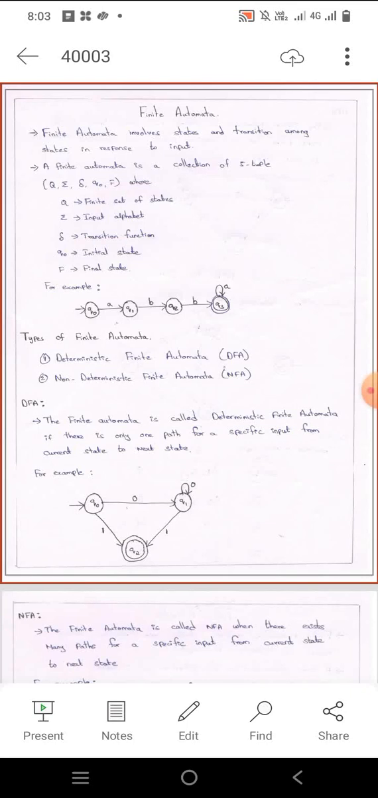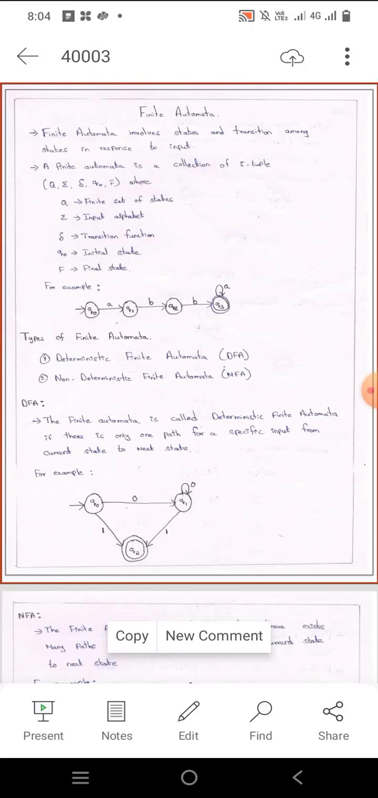Q naught is an initial state. Here the initial state is a starting state. So in the given transition diagram, the starting state is nothing but Q naught only, and the final state, in the transition diagram, is represented by a double circle. So that is nothing but Q3. So till now we discussed about a finite automata. Now we are going to study about the types of finite automata. There are two types of finite automata.